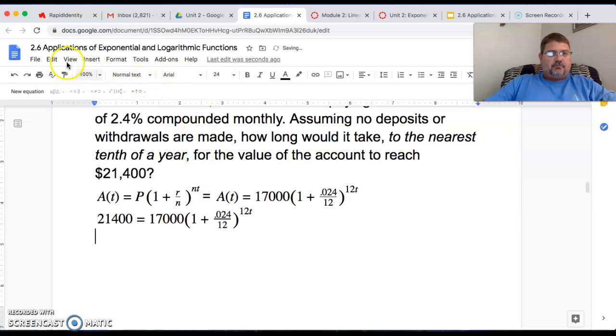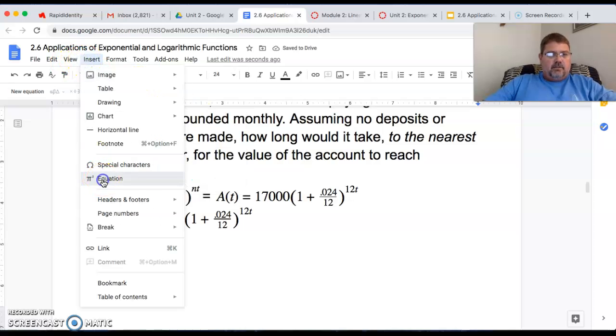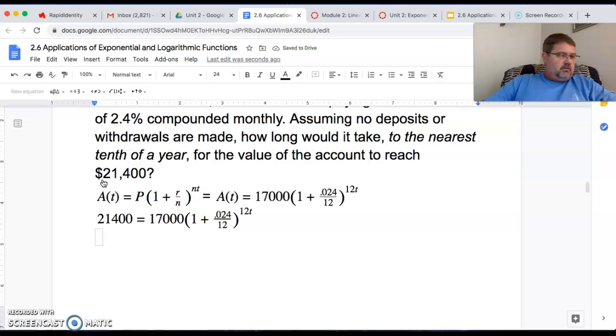And when I do that, since I've already worked this one out, I get a fraction. I left it as a fraction. When you divide 21,400 by 17,000, you get 107 over 85. Okay? And that's going to be equal to the parentheses. When I combine this stuff inside, I got 1.002. And now that's raised to the 12t. Okay? All right, so let's talk about the next step.